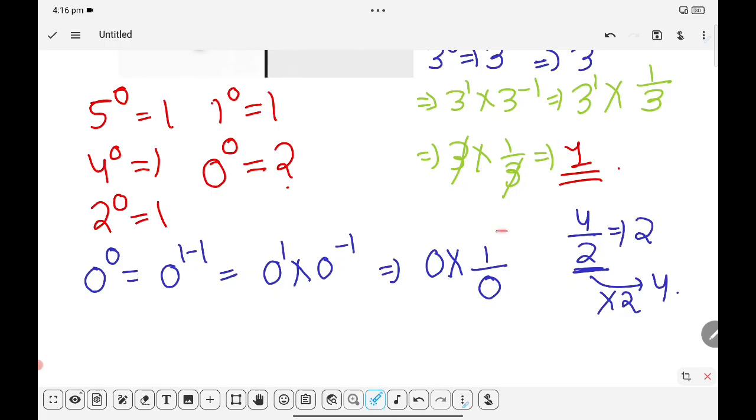Some people say that 1 upon 0 is infinity. No, it's not infinity. Infinity refers to a large number that we cannot write or say.